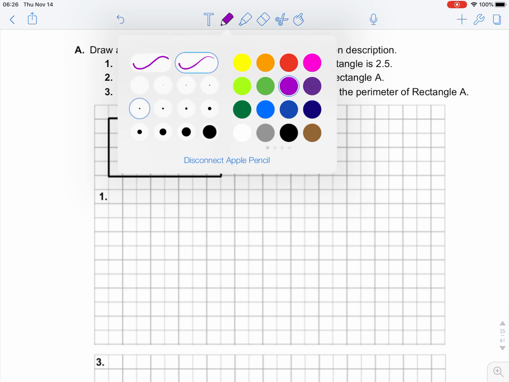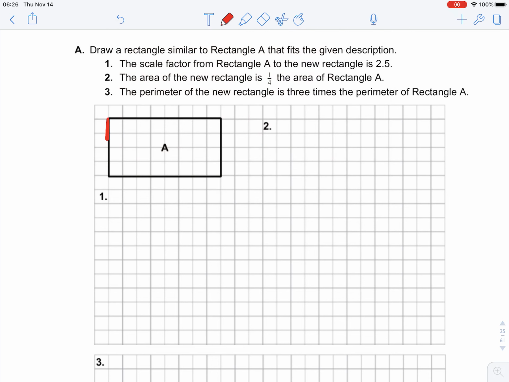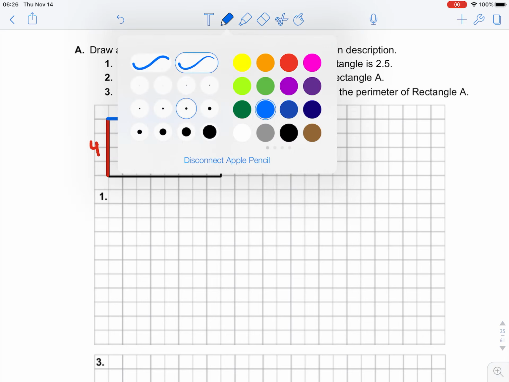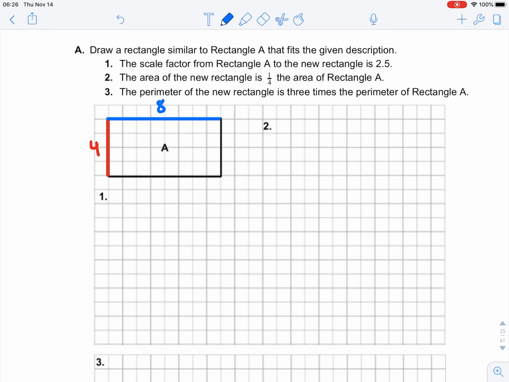So what I'm going to do is identify each of these sides. First, I'm going to identify the short side, and that short side has a value of 1, 2, 3, 4, and the long side has a value of 1, 2, 3, 4, 5, 6, 7, 8. So this has a value of 8. That's too big. All right, so I need something that's 2.5 times. A scale factor is 2.5 times.